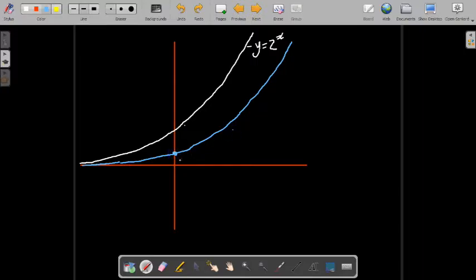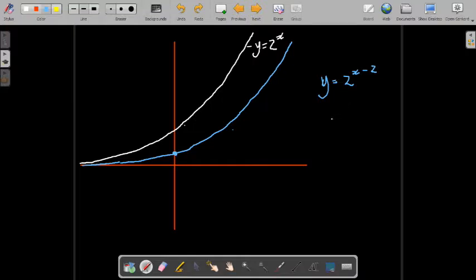So this value in here is going to be different, obviously. There's not really a way to investigate it. It's just y equals 2 to the x minus h. So I might say it is minus 2, for example.